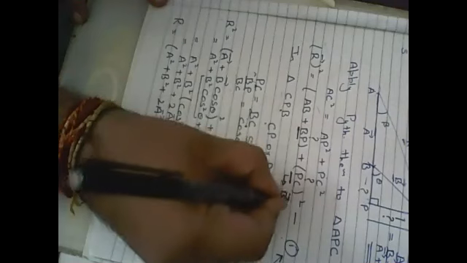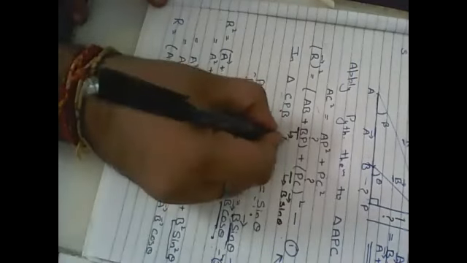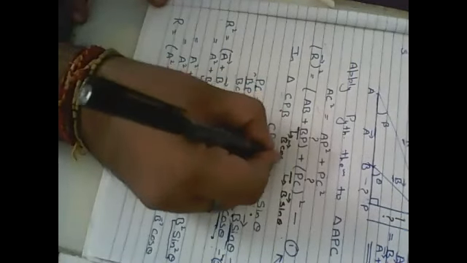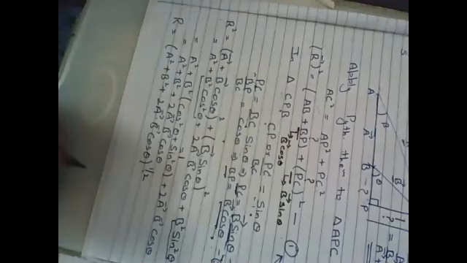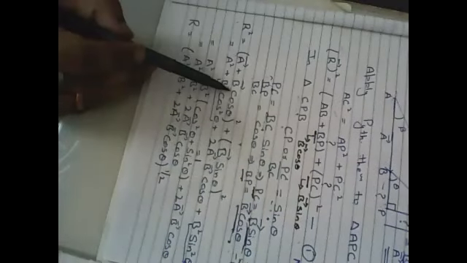Now we have the value of the unknown quantities PC and BP. PC as B sine theta and BP as B cos theta. After substituting these values, we will have the equation as A vector plus B vector cos theta whole square plus B vector sine theta whole square.